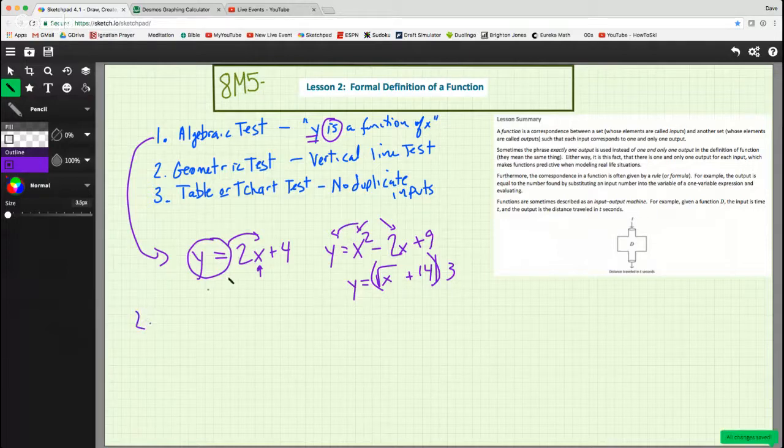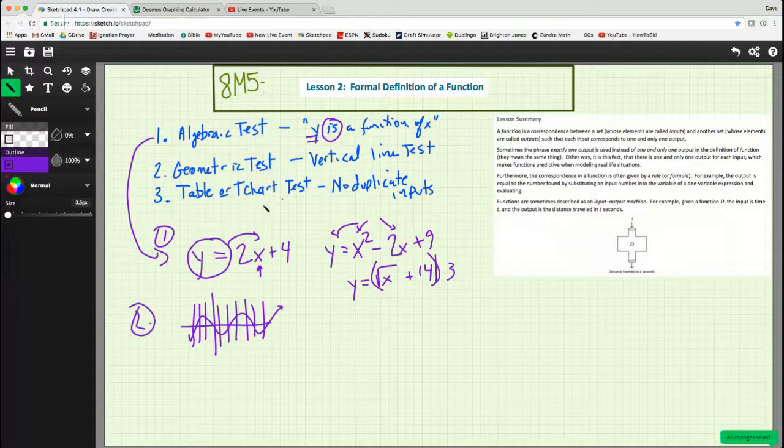That's our algebraic test. Our geometric test is the vertical line test. It basically says if I have a graph, as long as for any vertical line I draw, I only hit the function line once, then I have a function. And we went over that in lesson 1.